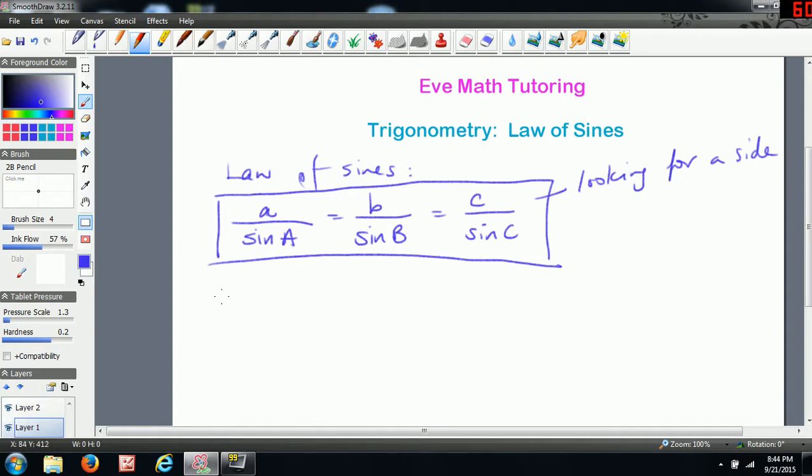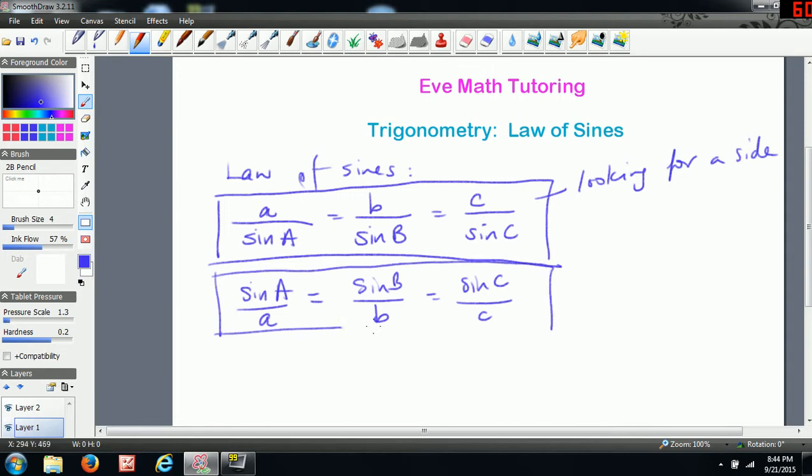And the law of sines can also be written in the following way. Sine of angle A over side a is equal to sine of angle B over side b, equal to sine of angle C over side c. So it can be expressed in either way, and this is usually the way we would set it up if we were looking for an unknown angle in a triangle using the law of sines.